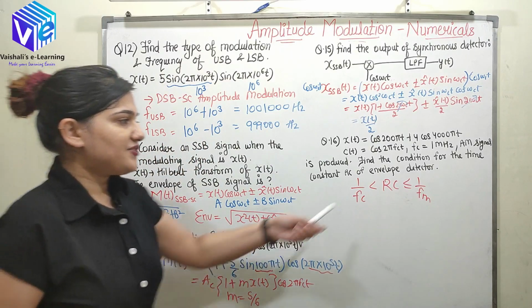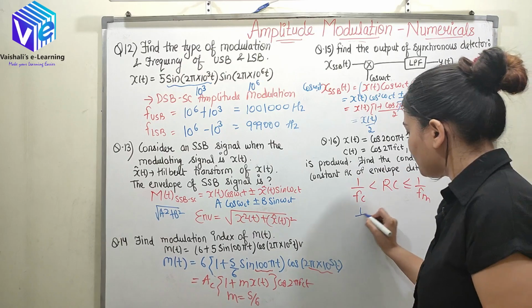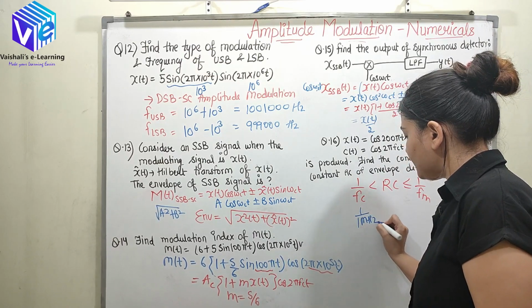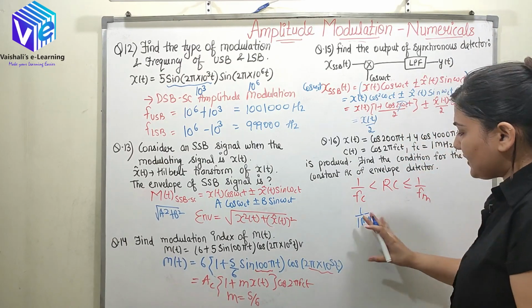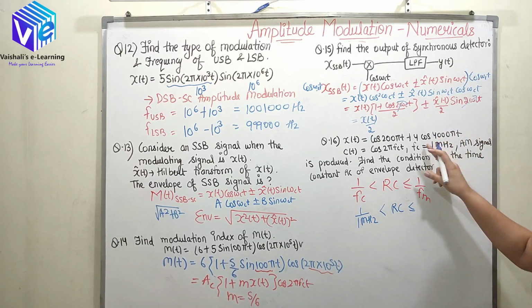So Fc is directly given. So the first condition can be easily found out: 1 upon 1 megahertz is less than Rc, which is less than or equal to 1 upon Fm.